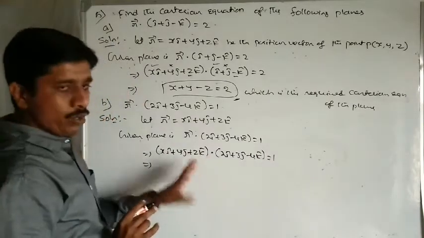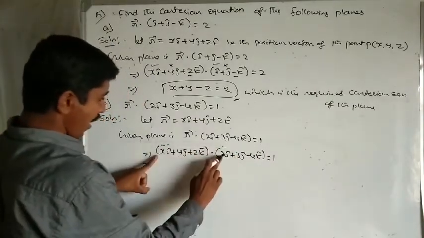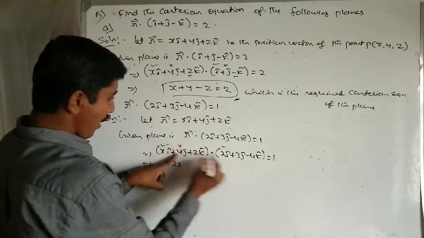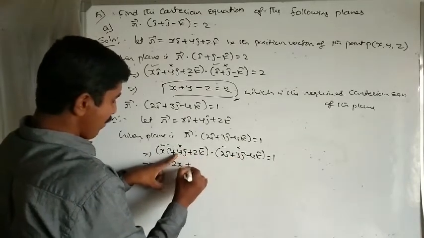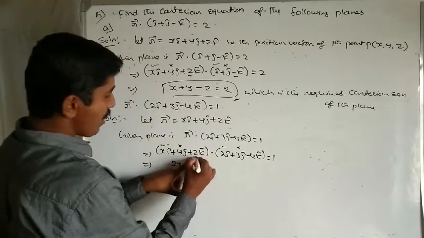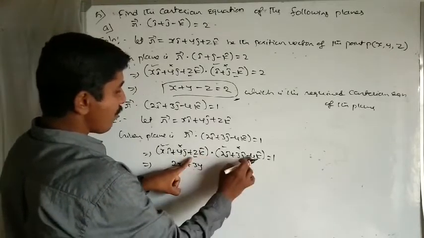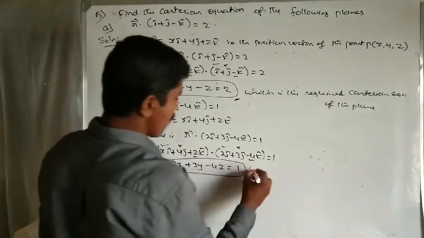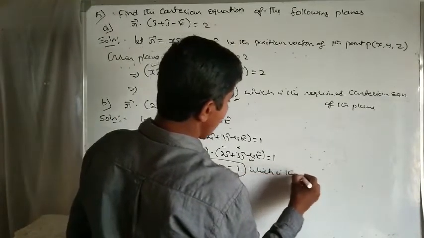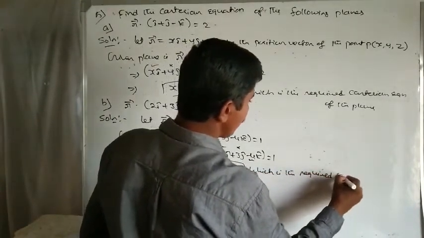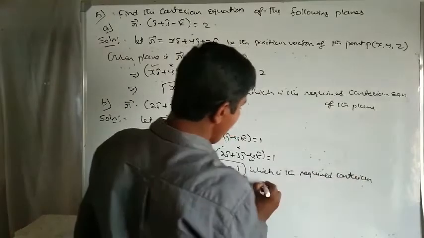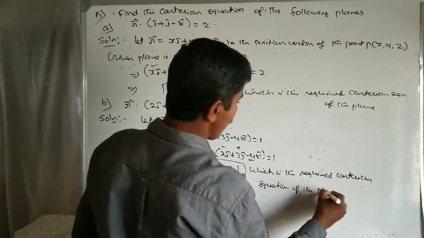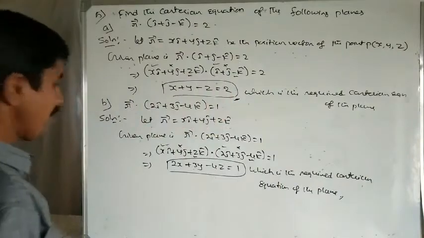Then for the dot product of two vectors, multiply the i coefficients: x and 2, 2 into x gives 2x. The j coefficients: y and 3, 3 into y gives plus 3y. The k coefficients: z and minus 4, z into minus 4 gives minus 4z is equal to 1. Which is the required Cartesian equation of the plane. Very easy problem. Now go to the next one.